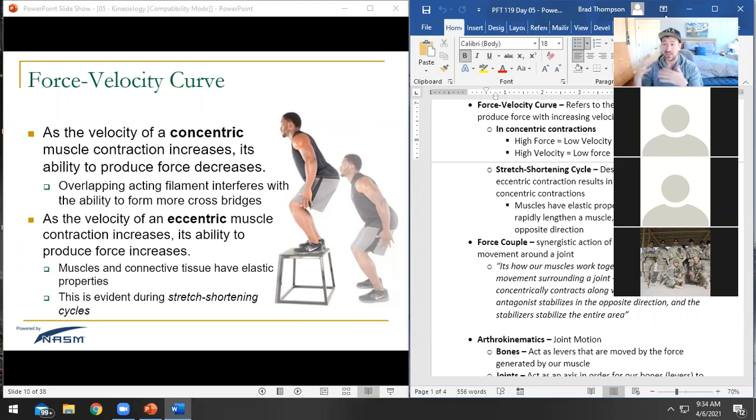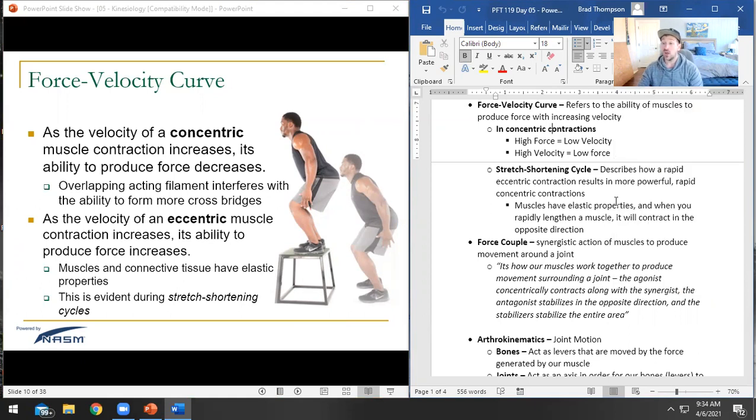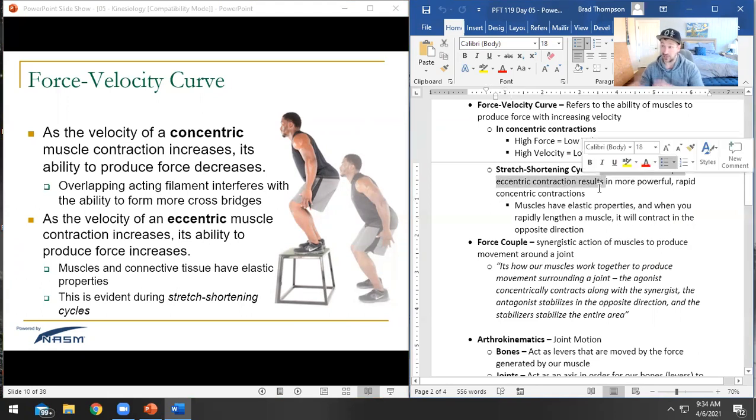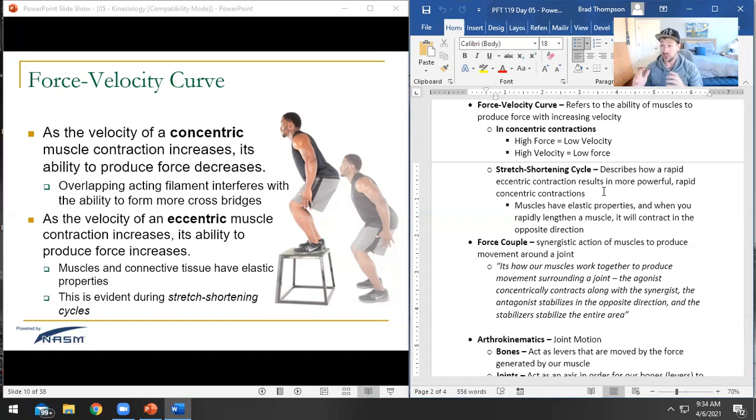Whereas, you know, the exact opposite would be true on the other side of the joint. So this is why stretch shortening cycles work the way they do. A stretch shortening cycle describes how a rapid eccentric contraction, so that's lengthening, is going to result in a more powerful concentric contraction. So basically, by stretching a muscle out, now you've got a lot of ability to produce force, so you can unload it and release a ton of force.